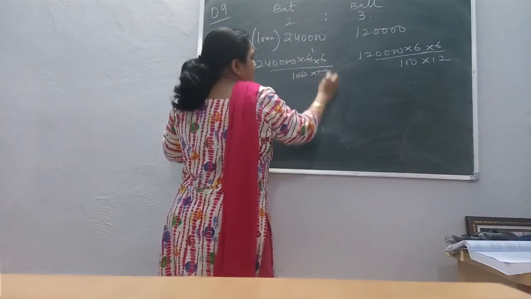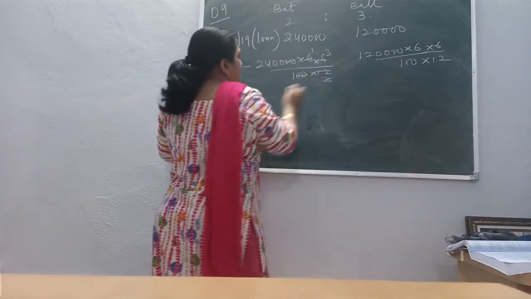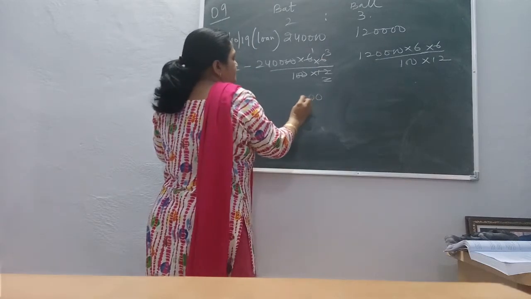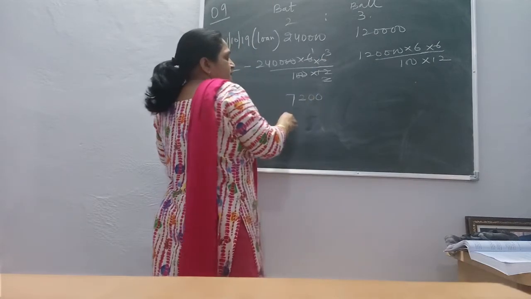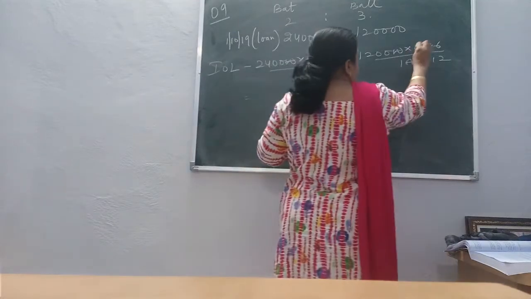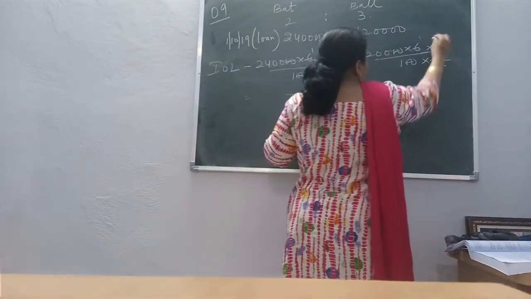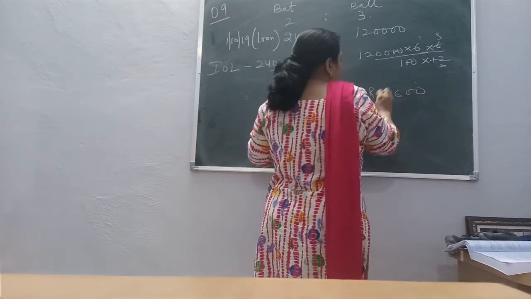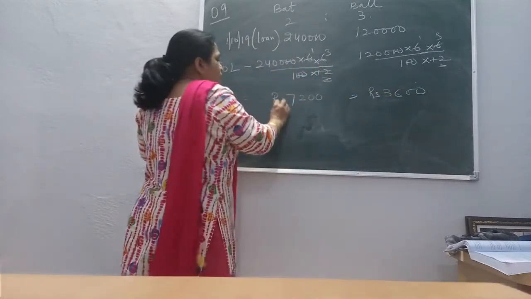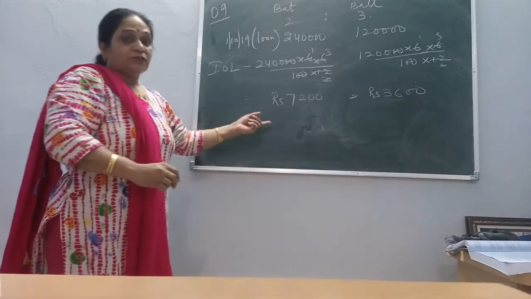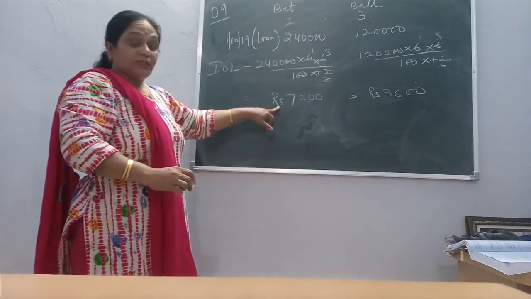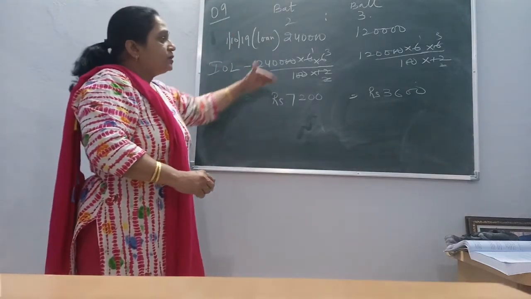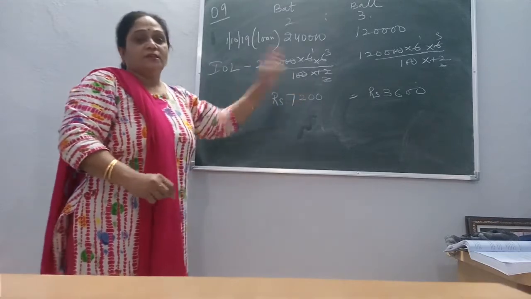2 ones are 2, 6 ones are 6, 2 twos are 4, so that is 7,200, and same way over here, that will be half of it, which is 3,600. Usually rupees should be mentioned when you calculate interest on loan and everything. This figure should be there. Now interest on loan is to be provided at this figure and this figure.